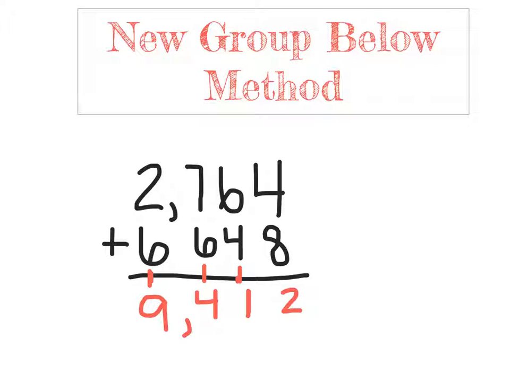So my answer, when I added 2,764 plus 6,648, equals 9,412. So this method, boys and girls, is called the new group below method. The video is going to pause, and you're going to be answering a question using the new group below method.